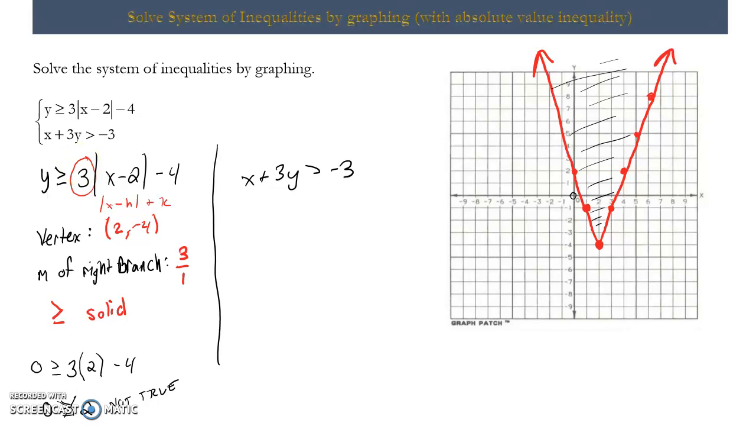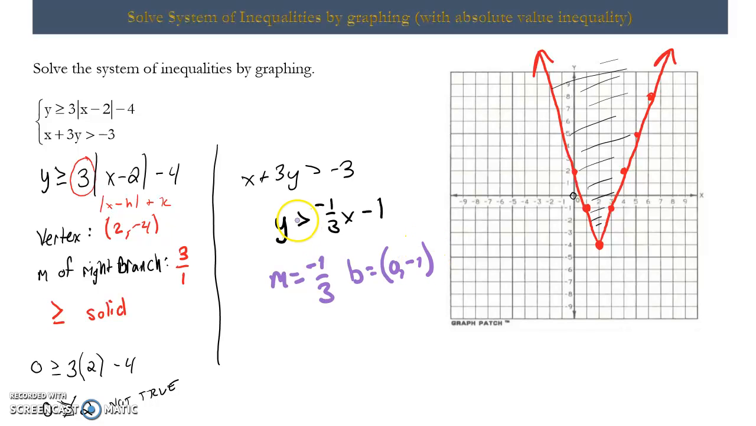Part 2 comes from graphing my linear inequality here. Step 1 is to solve for y. So I'd subtract my x from both sides, divide everything by 3, and wind up with y is greater than negative 1/3 x minus 1. Now I'm graphing my linear inequality. I have a slope of negative 1/3. I have a y-intercept at 0, negative 1.